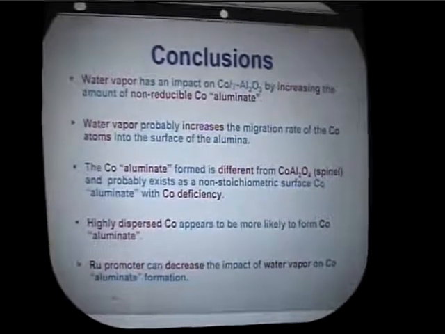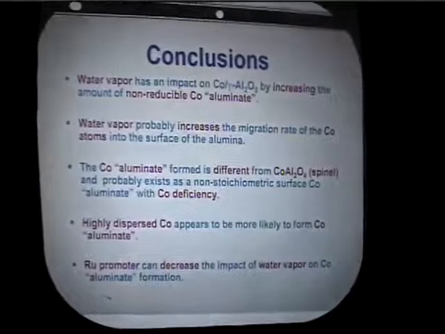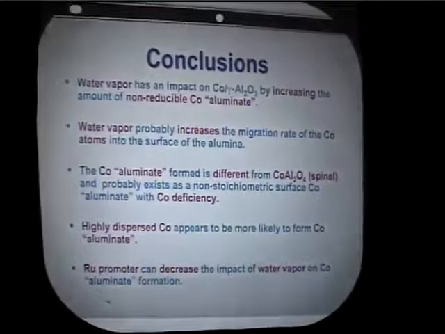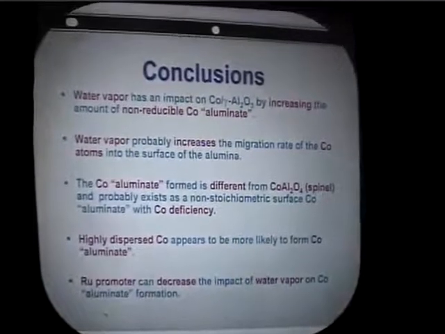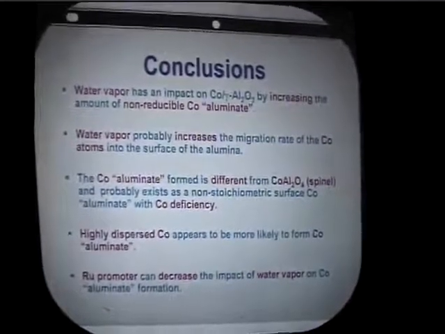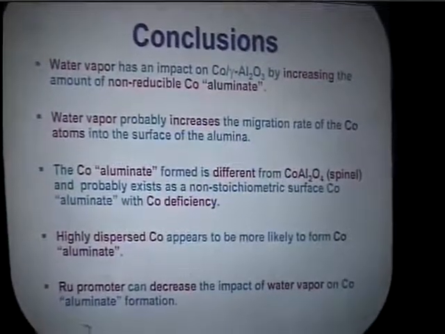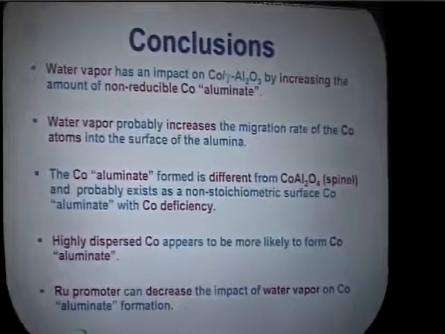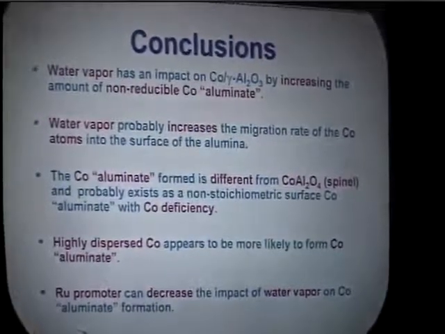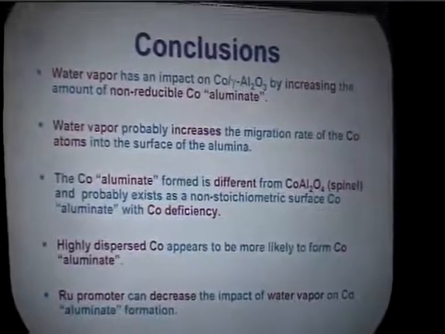And the cobalt aluminate formed is different from cobalt aluminate spinel. Probably it is a highly dispersed cobalt aluminate with a deficiency of cobalt species present. And highly dispersed cobalt appears to be more likely to form cobalt aluminate. And the ruthenium promoter can decrease the impact of water vapor on cobalt aluminate formation.